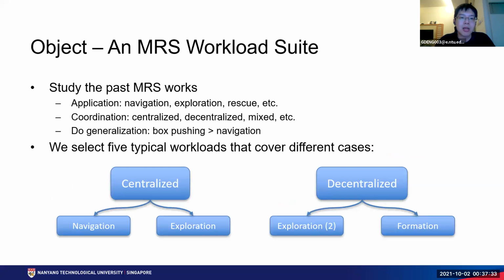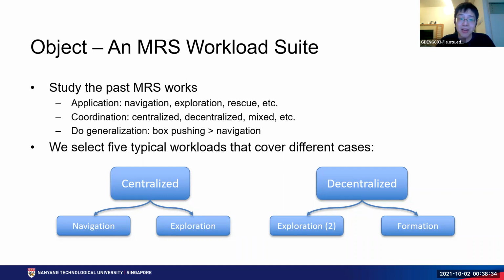Our study object is an MRS workload suite. To summarize this workload suite, we study the past MRS works. We summarize those works from different perspectives, including applications like navigation, exploration, rescue, etc., and also different coordination schemes: centralized, decentralized, mixed scheme. We then do some generalization. A very good example would be box pushing and navigation. The box pushing task is to let the robots move a series of objects from one position to another. But after some analysis, we realized that the only difference between the box pushing task and the navigation task is that in the box pushing task, the robots are carrying something.